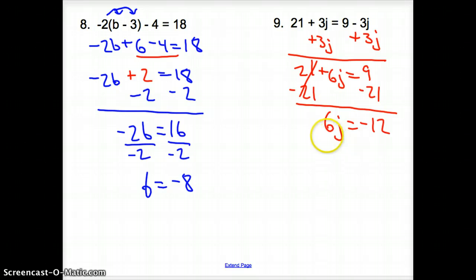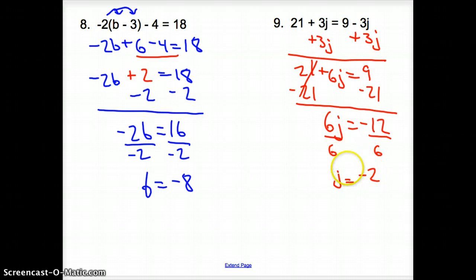How do we undo multiplication? We have to divide. So I'm going to divide both sides by 6. And so now it's j equals, and negative divided by a positive is negative, so it's negative 2. Now we haven't covered just one thing.